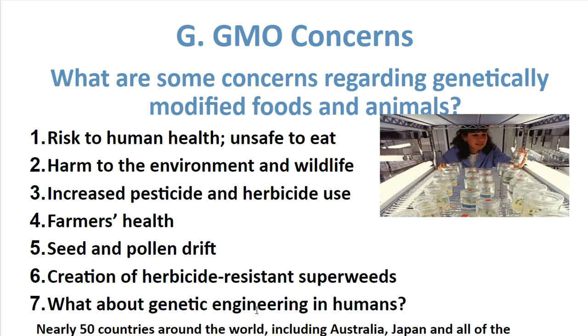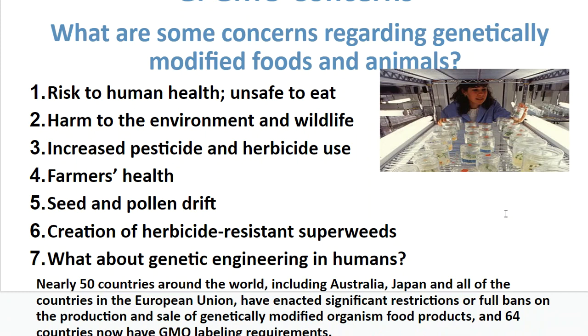And what about genetic engineering in humans? Okay, so oops, this got cut off too. Nearly 50 countries in the world, including Australia, Japan, and all countries in the European Union, have enacted significant restrictions or full bans on the production and sale of genetically modified organism food products. And 64 countries now have GMO labeling requirements.